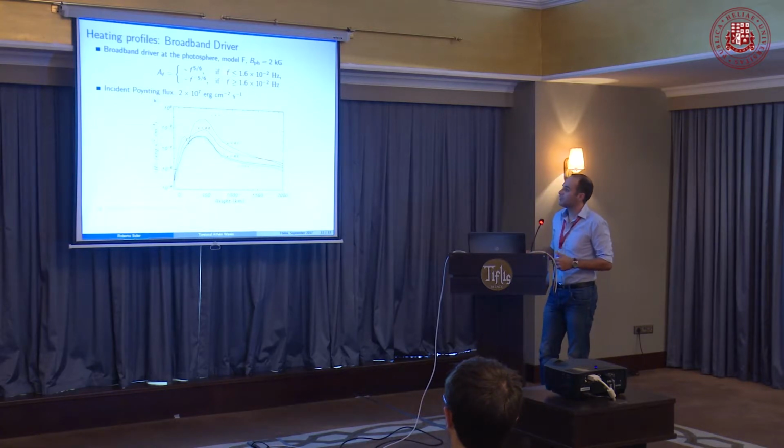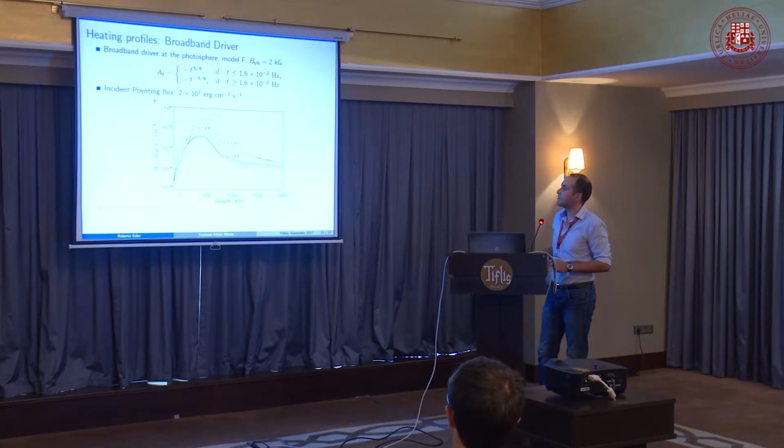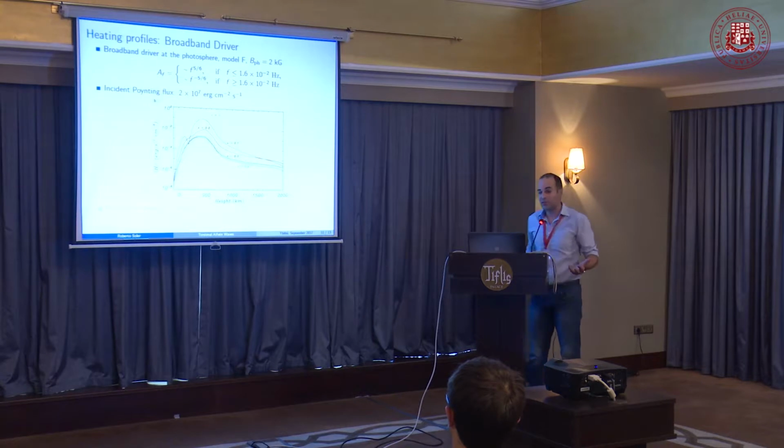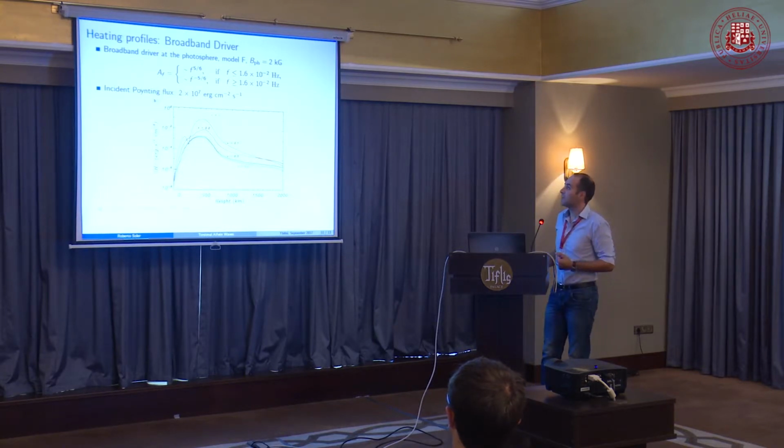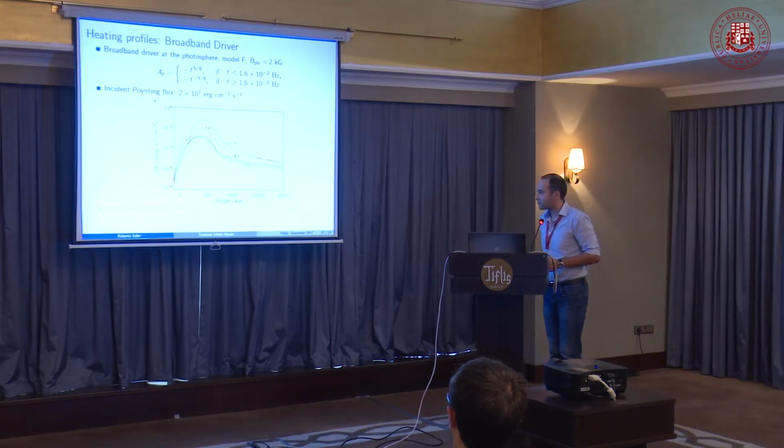To do so, we have to assume some more things. First, we have to assume a value for the incident Poynting flux at the photosphere. We take this typically assumed value. And another thing we have to assume is the power spectrum of the waves at the photospheric level. And we use this simple power law dependence that has been used also in several papers in the past.